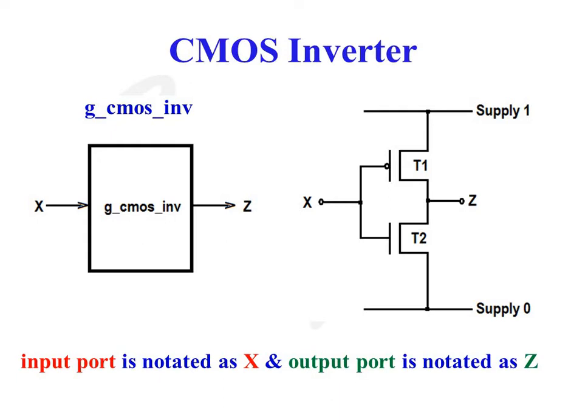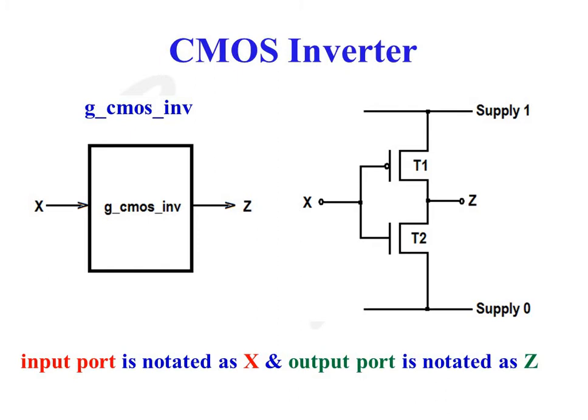Here, the module of the CMOS inverter is named G_CMOS_INV with two ports, X as the input port and Z as the output port. Coming to the internal view, PMOS transistor T1 is connected between supply and output, while NMOS transistor T2 is connected between output and ground. Input X is connected to the gate of the PMOS and NMOS transistors.